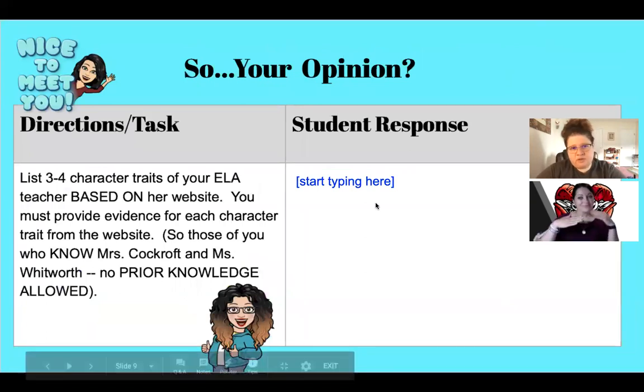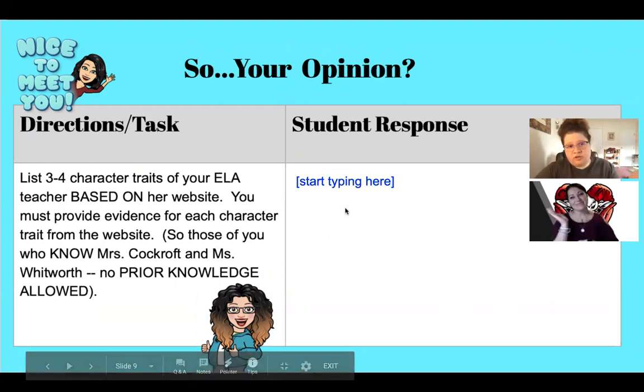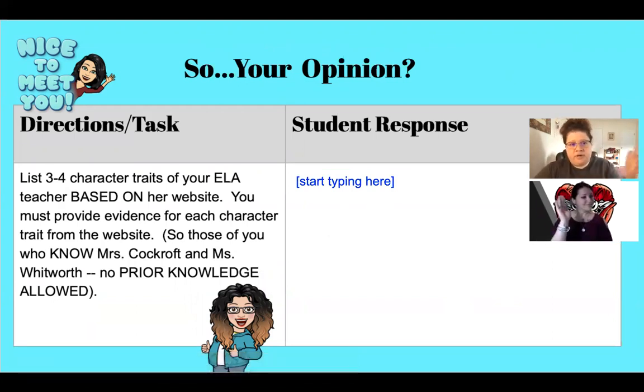This one's pretty self-explanatory. After looking over the entire website and based on maybe the interactions in our Zoom so far, you're going to list 3 to 4 character traits of your ELA teacher, either Ms. Cockcroft or Ms. Whitworth, based on the website. So that's key, based on the website. So no prior knowledge. If you know me, just forget what you know. Based on the website, make an inference. I think my teacher is blank, and because, and reference something in the website. So that's kind of like your evidence. We always talked about evidence last year. You've got to give me that evidence.